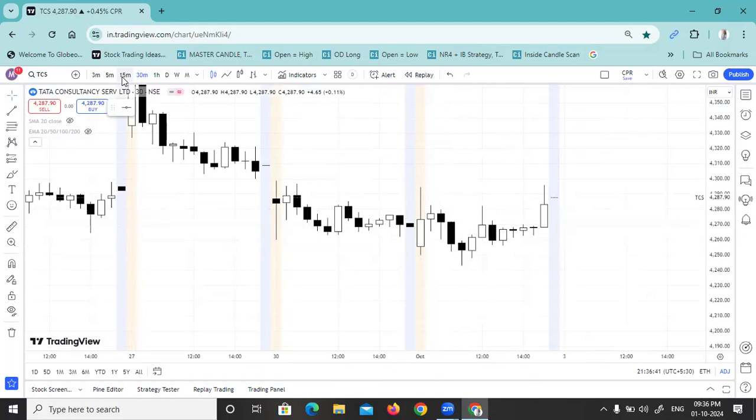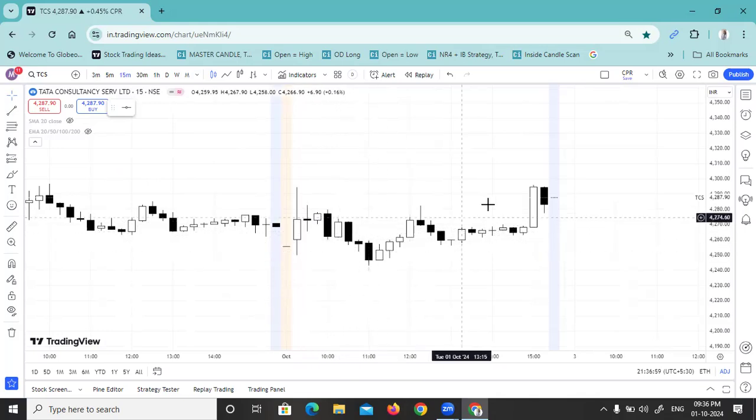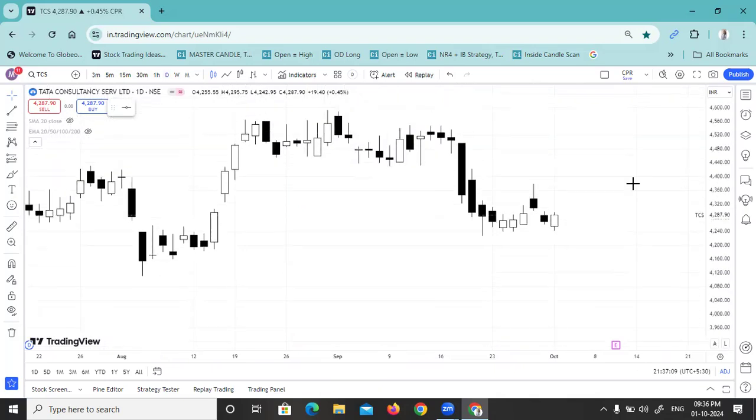When you select 15 minutes time frame, then one candle will take 15 minutes to form. So this is from 9:30 to 9:45. This candle is from 9:45 to 10. In every 15 minutes, you will get one candle, if time frame is 15 minutes. Meanwhile, we will focus only on daily time frame. One candle represents one trading session.